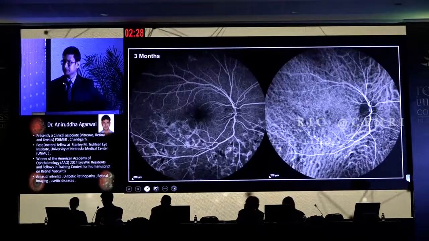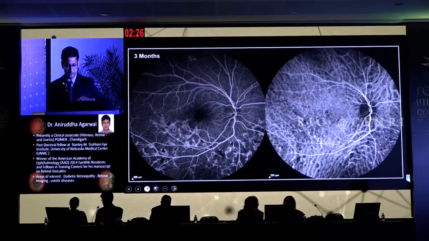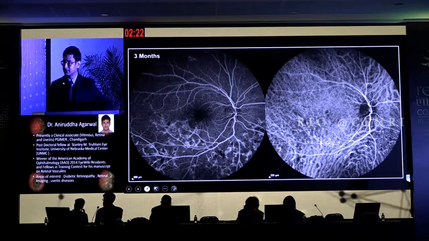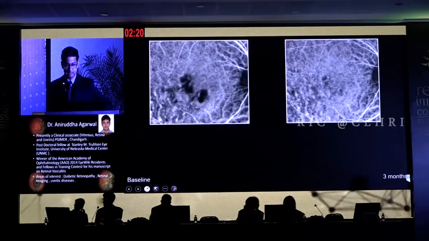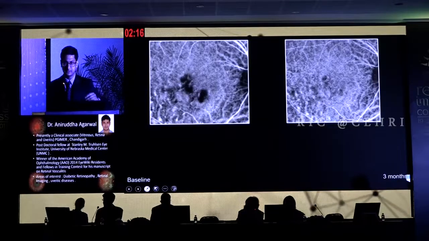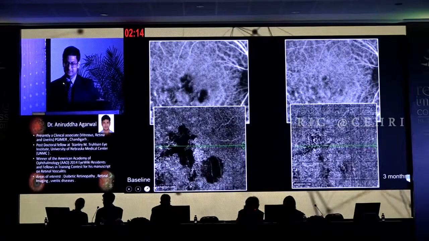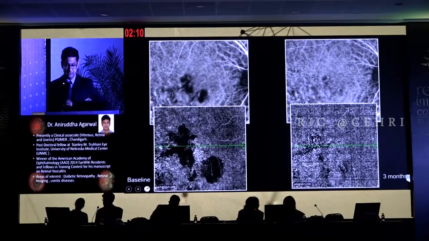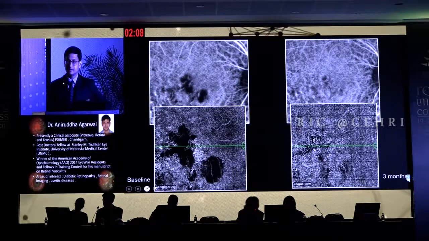Now, if you see this patient has been treated, and 3 months later, if you look at the follow-up ICG here, you see very minimal damage here, which is residual. I'm just comparing the baseline ICG with the ICG at 3 months, and you see a significant resolution here. And this is exactly what is demonstrated by your OCT angiography. So you have very minimal choriocapillaris damage present at 3 months.